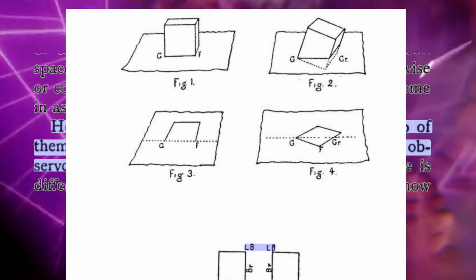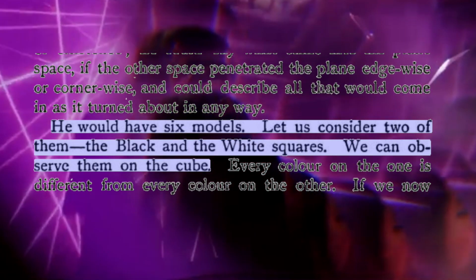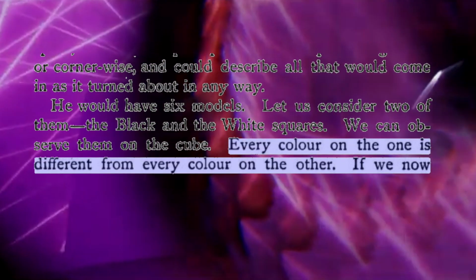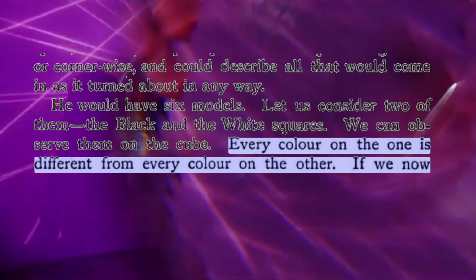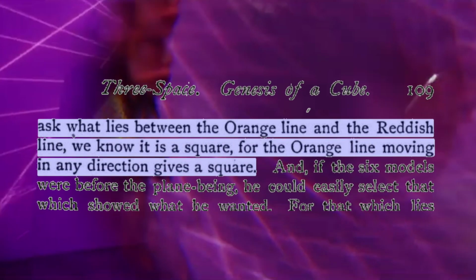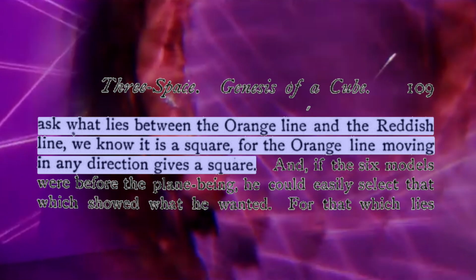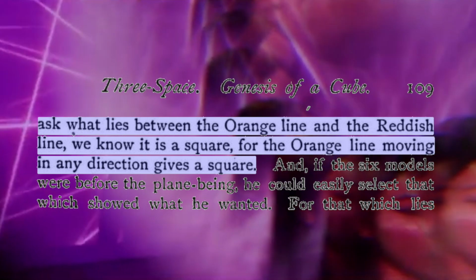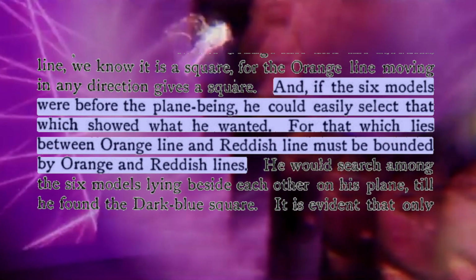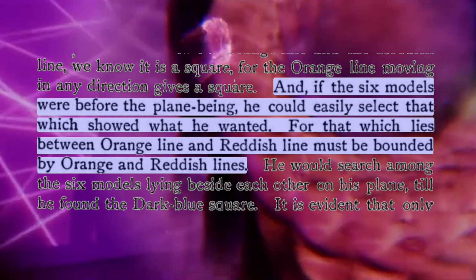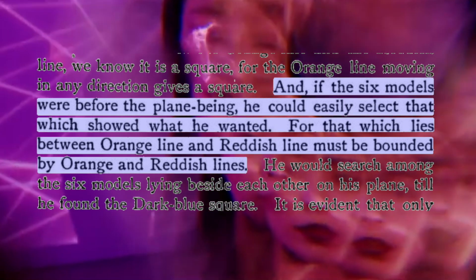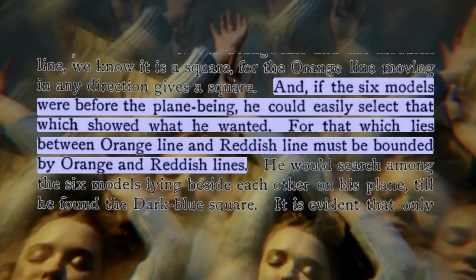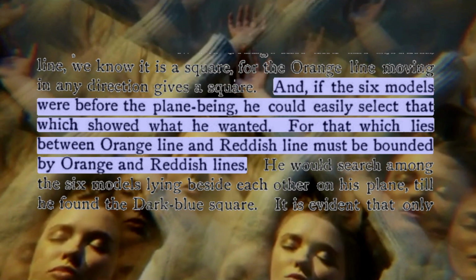Let us consider 2 of them, the black and the white squares. We can observe them on the cube. Every color on the one is different from every color on the other. If we now ask what lies between the orange line and the reddish line, we know it is a square, for the orange line moving in any direction gives a square. And, if the 6 models were before the plane being, he could easily select that which showed what he wanted. For that which lies between orange line and reddish line must be bounded by orange and reddish lines.